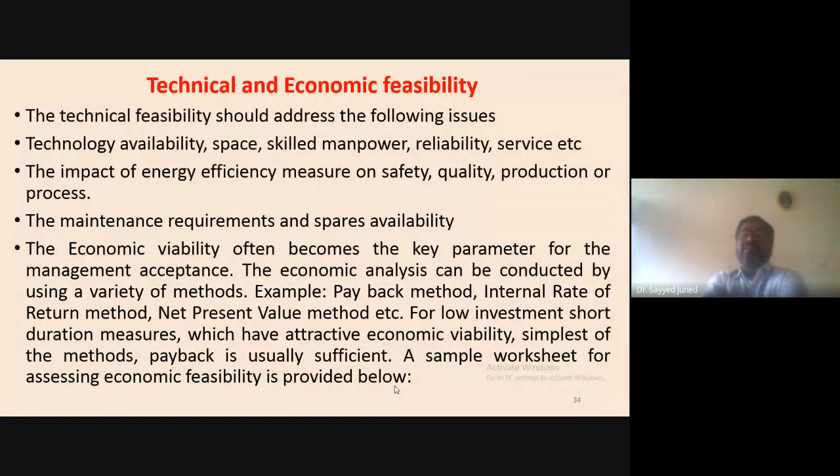Impact of the energy efficiency measure on safety, quality, production, or process of the energy conservation. The maintenance requirement and spare availability: which instrument we use, and mention the requirements or spare quality availability in your institution. And economical feasibility means how much cost is borne for that process. Next slide.